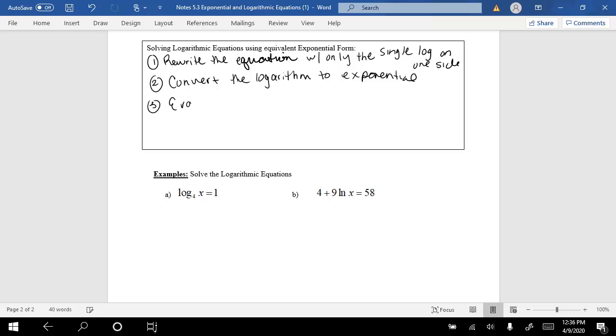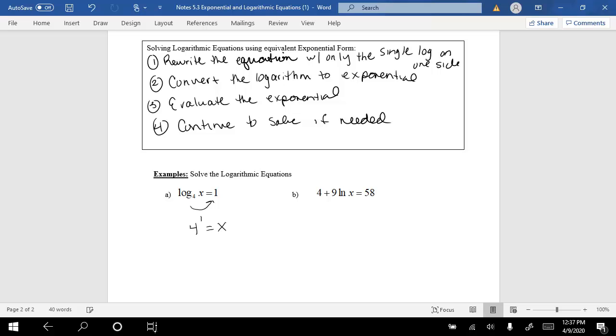Number 3 is to evaluate the exponential. And 4, continue to solve if needed. Okay? So let's try these. Rewrite the equation with only the single log. Look at part A. I already have a single log, so we're going to write it as an exponent. 4 raised to the first power is equal to x. So what's x equal to? 4.